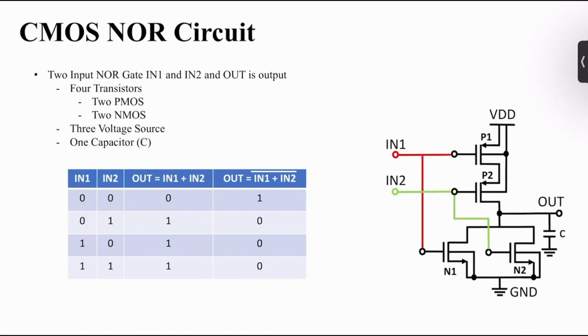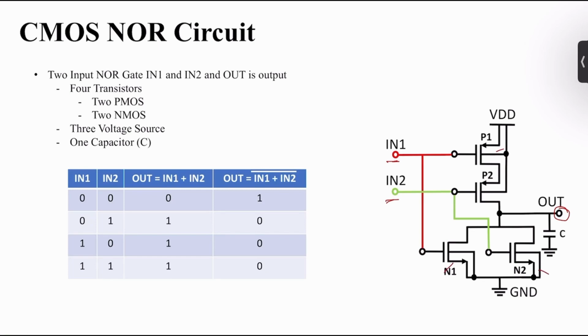So now coming to our CMOS NOR circuit. Here we can see there are two inputs, in 1 and in 2. This is a two-input NOR circuit, and from here we will take the output. We are using two PMOS and two NMOS: these are the PMOS P1 and P2, and here are the NMOS.